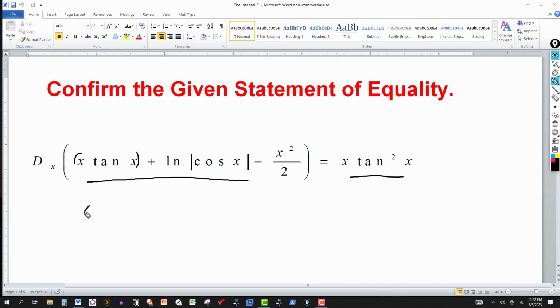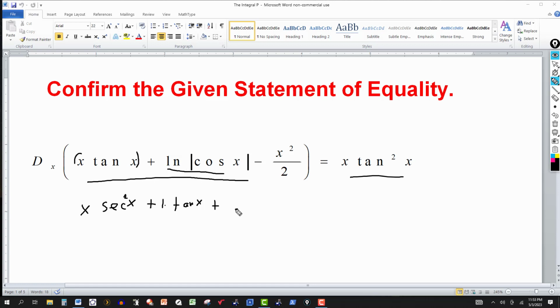It's the first function, in this case x, times the derivative of the second one. Derivative of tangent x is secant squared x. And then it's plus the second function, in this case tangent x, times the derivative of the first. The derivative of x is 1, so this is just multiplied by 1, which is not going to change it. And then it's plus. And then we want to take the derivative of the natural log of absolute cosine of x.